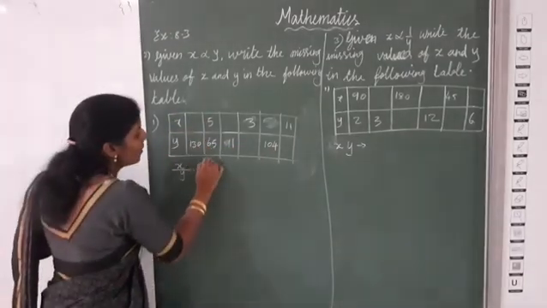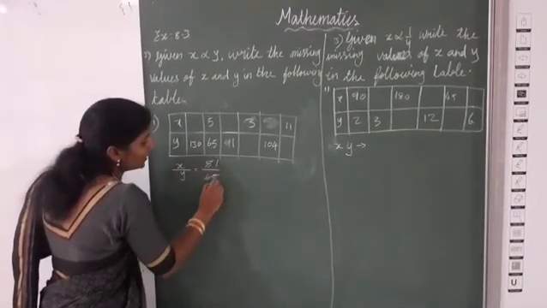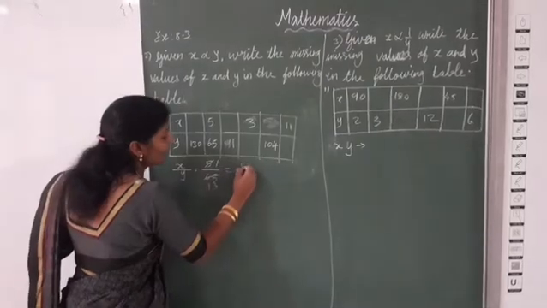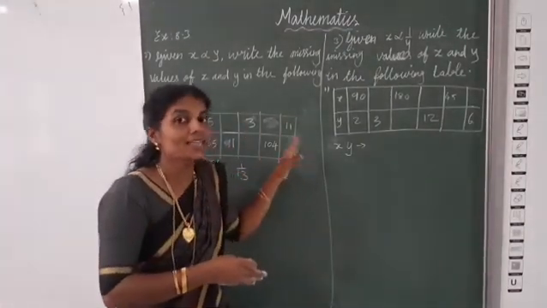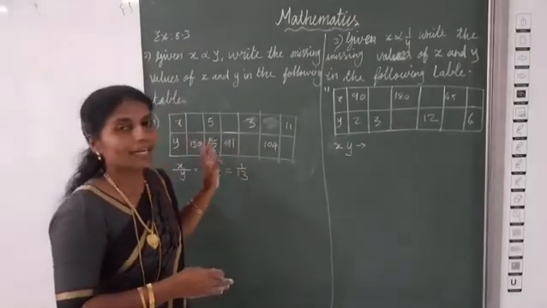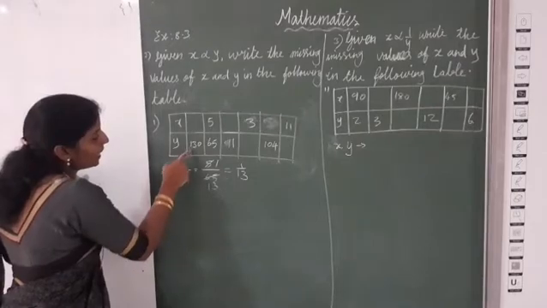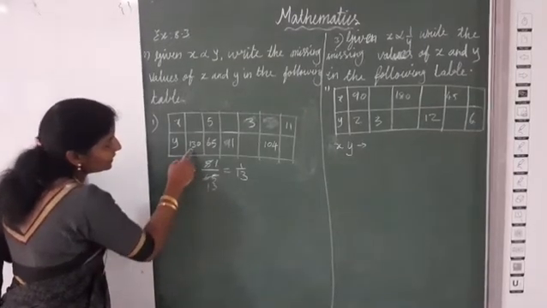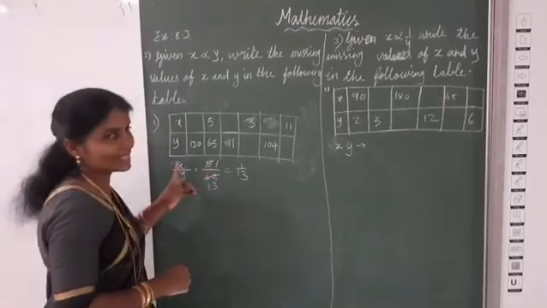What is the value? 5 by 65. 1 5 is 5, 3 5s are 15. Wait, 5 by 65 is 1 by 13. If we divide x by y, all values are the same. So only then is that direct proportion, isn't it? So now we can find this answer. Here the y value is 130, isn't it? But we don't know what x is.